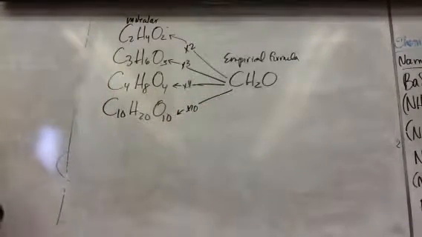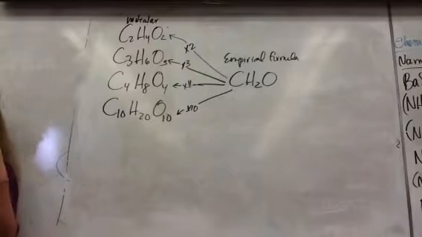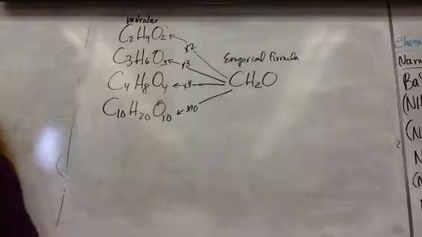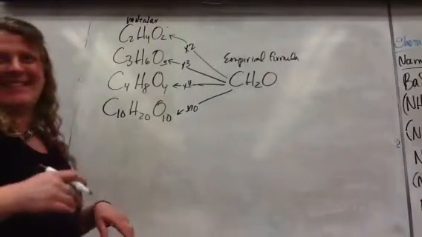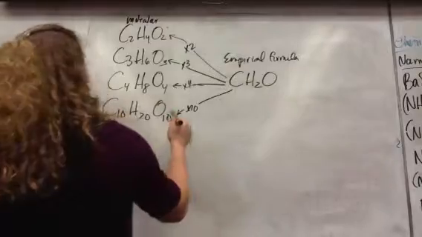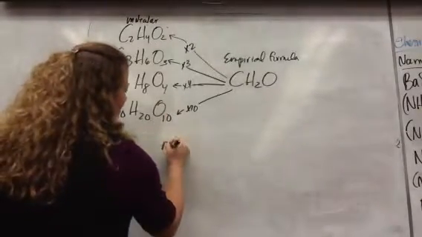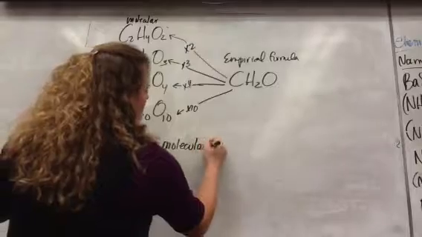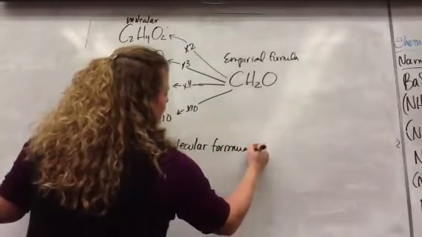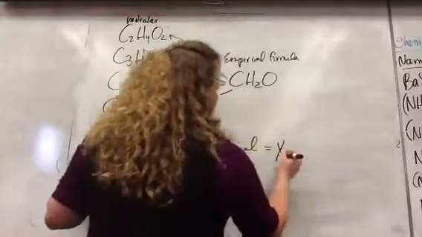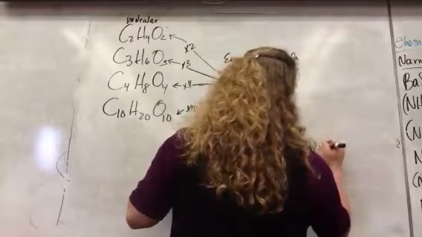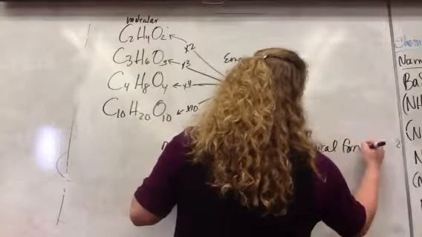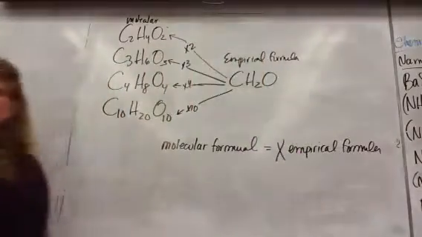So for any molecular formula, there is some relationship to the empirical formula. There's some simple whole number that you multiply it by. Couldn't be easier, right? Okay. So let's write that as a statement of mathematical truth. So the molecular formula equals some number x, that's our little multiplier, times the empirical formula. This is true, right?